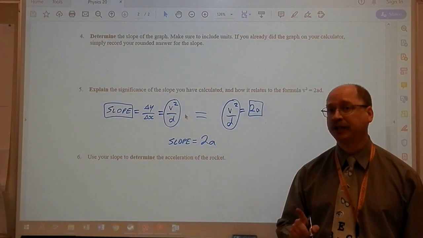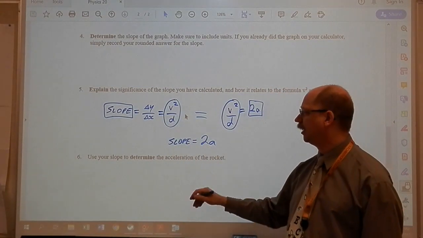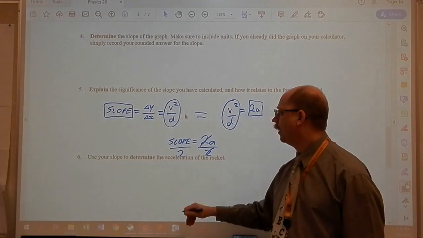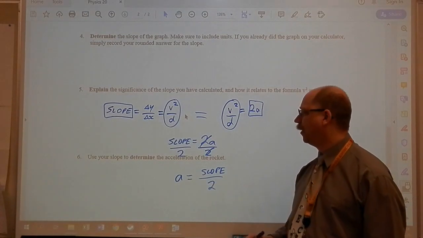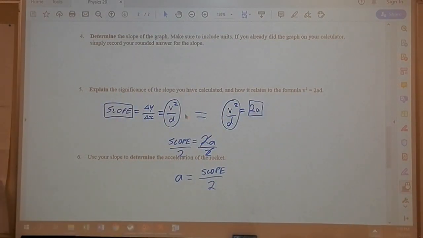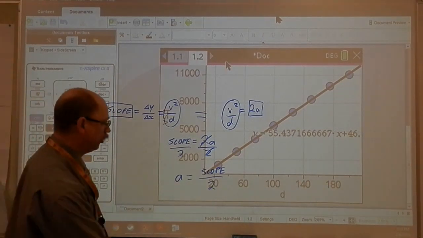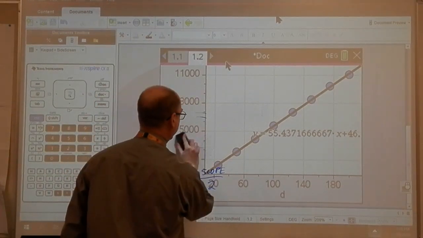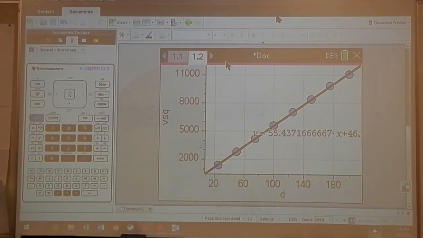It doesn't say jam numbers into the original formula way back at the beginning. Use your slope to calculate the acceleration. Well, if I want to really solve this, divide by 2, and you're going to get that the acceleration is equal to the slope divided by 2. Now on Nspires, there's a very easy way to get that part of the calculation done with completely original, unrounded numbers, so you don't have to worry about any of that stuff.